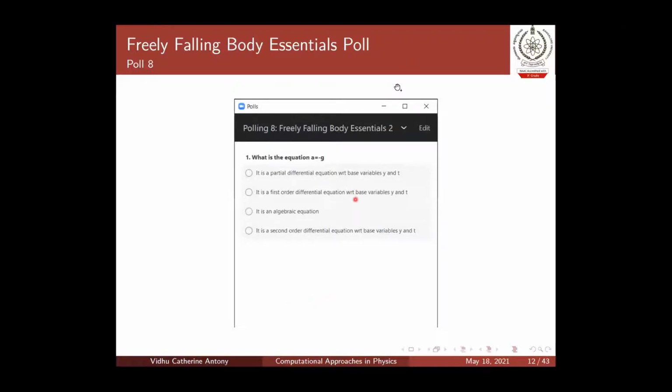This is poll 8. You let me know what the answers are, because this is something we discussed last time. You've got 50 more seconds. Wow, somebody answered it's an algebraic equation. What on earth, Riyad? Seriously.